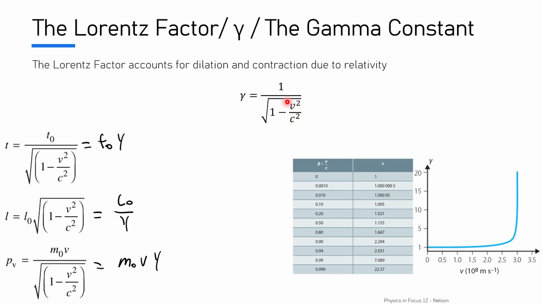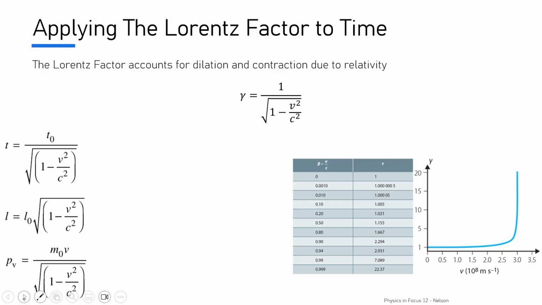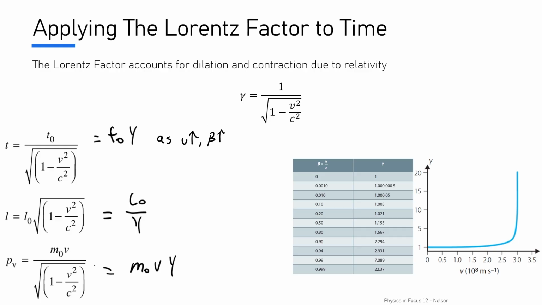As the value of this term here approaches 1, the square root here becomes a smaller and smaller number. And as that number gets smaller, the gamma value gets larger. And as such, when we are multiplying by those larger values, we get enhanced dilation or enhanced contraction. So when applying the Lorentz factor to time, what we'll find is that as velocity increases, the beta value will increase. The gamma value as a result will also increase, and therefore we will see an increased amount of time dilation.